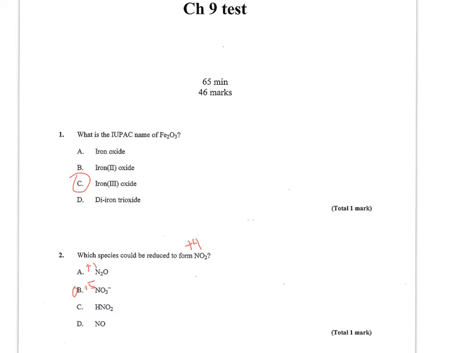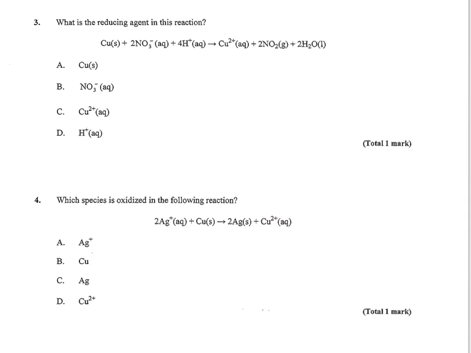But let's just check. HNO2, that would put N at a +3. So that, along with the +1 for hydrogen, it would balance the -4. And D, it would put nitrogen at a +2. So B is the only one that would allow nitrogen to be reduced.